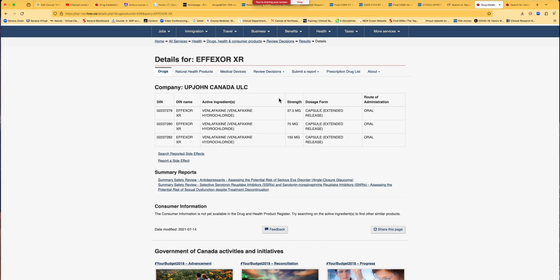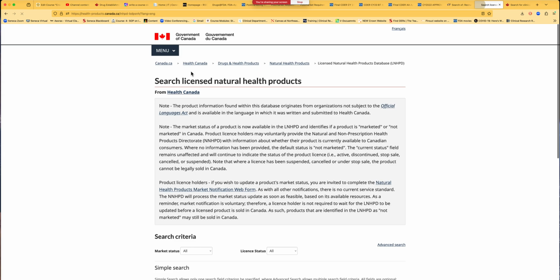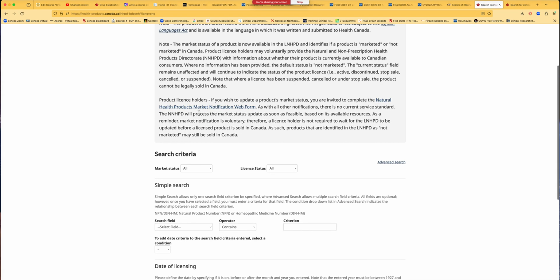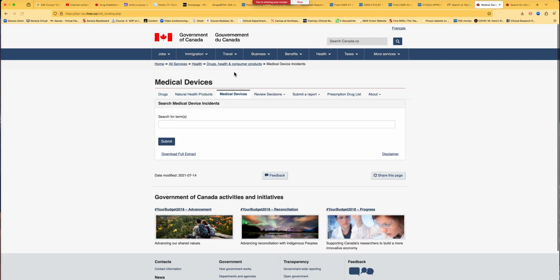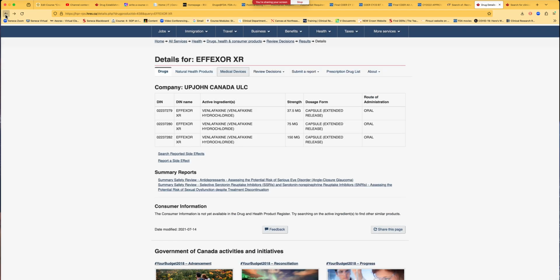What is interesting here is that for Drugs@FDA, you had only drugs. Here, you can go on the top menu. You go to drugs, you have the drugs. You go to natural products, it's going to look into the natural health products database. If you would like to know more about medical devices, it will bring you to the medical devices database. I don't have cosmetics, it doesn't matter, but anyways, for medical devices, NHPs and drugs, we come to this database.